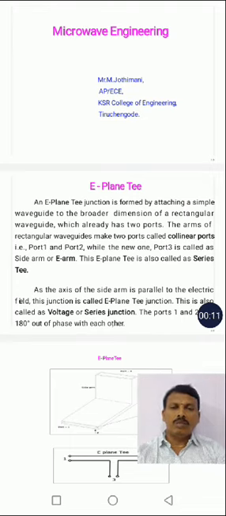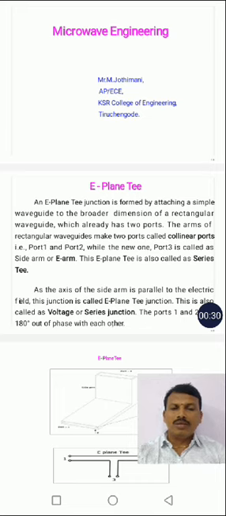We are going to see about the E-plane T. The E-plane T is one of the most popular power dividers. This is a microwave component, used to divide power at any place.